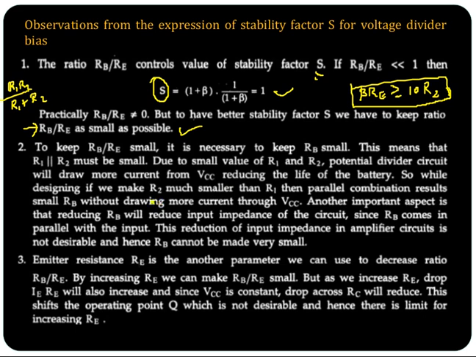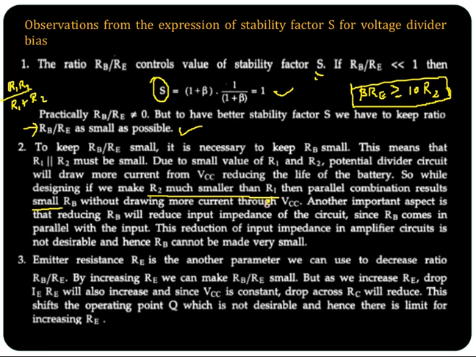So we can make R2 much smaller than R1. That is another option. Then the parallel combination will again give a small RB. If R2 is very much smaller than R1, again R1 R2 by R1 plus R2 will give you a small value. So that will help in avoiding the drawing of large current from VCC. So without drawing more current, this RB can be made small if R2 is made much smaller than R1.